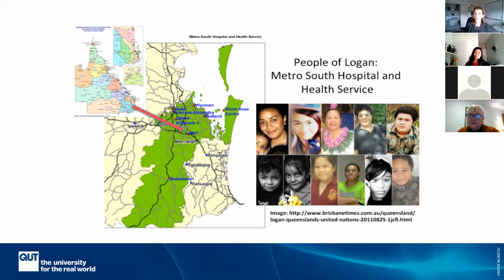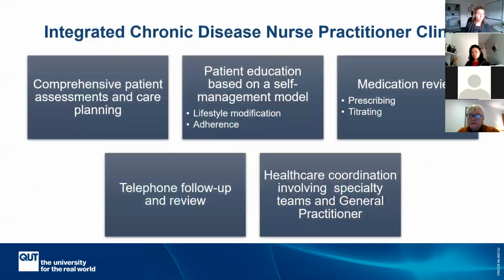There's lots of young people there, lots of families, lots of different cultures, lots of diversity in Logan, but probably a lower socioeconomic area of Brisbane, and a huge area of Brisbane. So that's where this was. Apparently there are 122 different languages spoken in the Logan area. That's reflective of many places in Australia. So what did these nurse practitioners do?